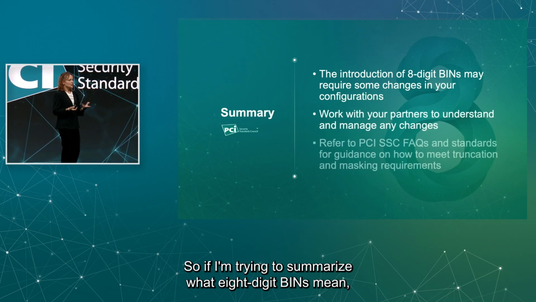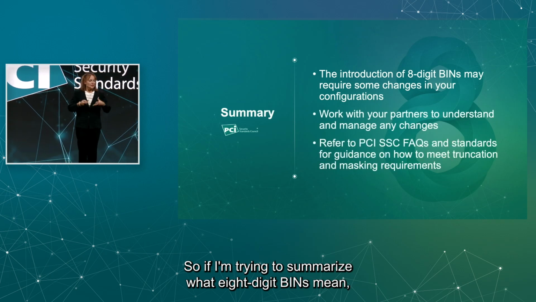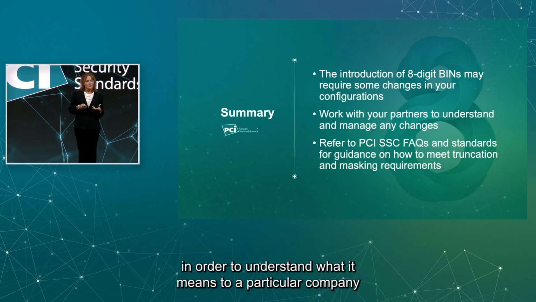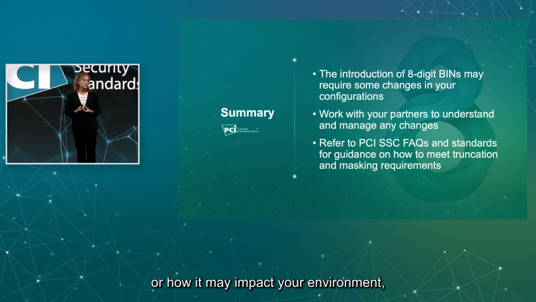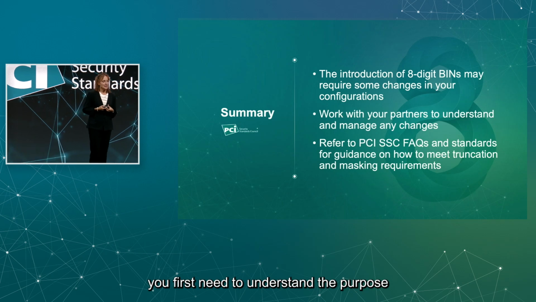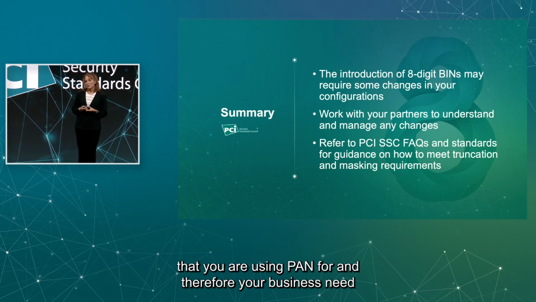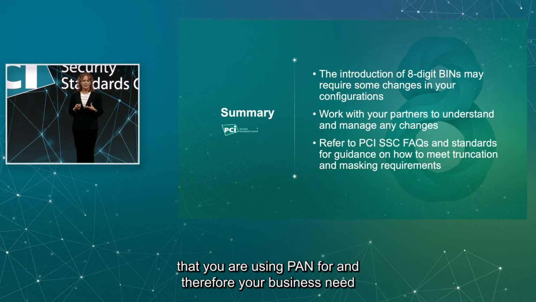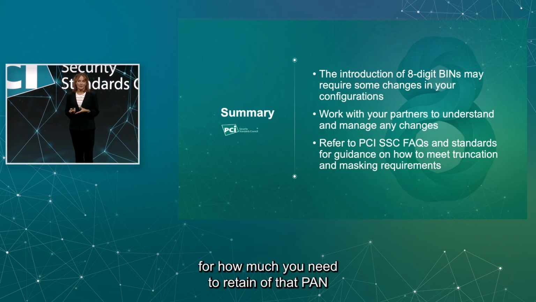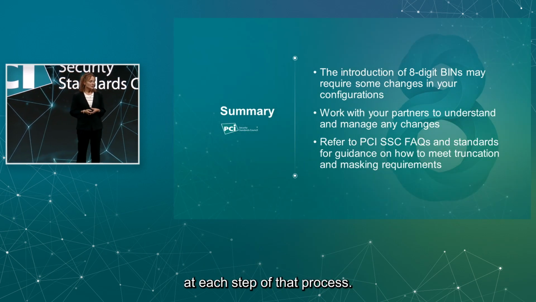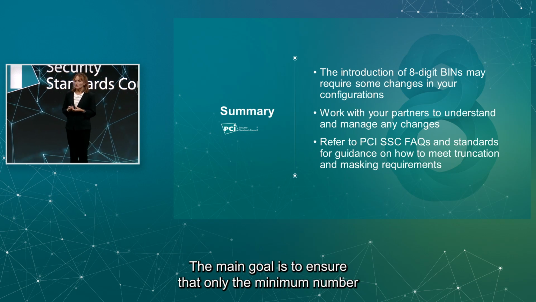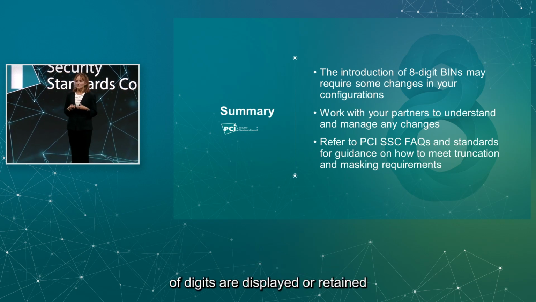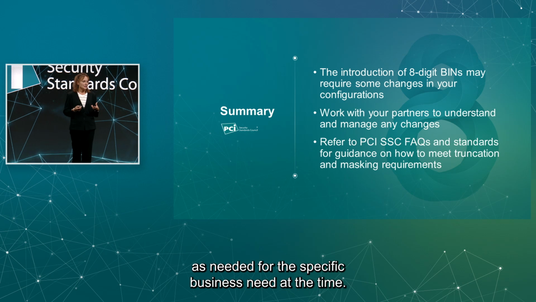So if I'm trying to summarise what 8-digit bins mean, the answer is really, in order to understand what it means to a particular company or how it may impact your environment, you first need to understand the purpose that you're using PAN for, and therefore your business need for how much you need to retain of that PAN at each step of that process. The main goal is to ensure that only the minimum number of digits are displayed or retained as needed for the specific business need at the time.